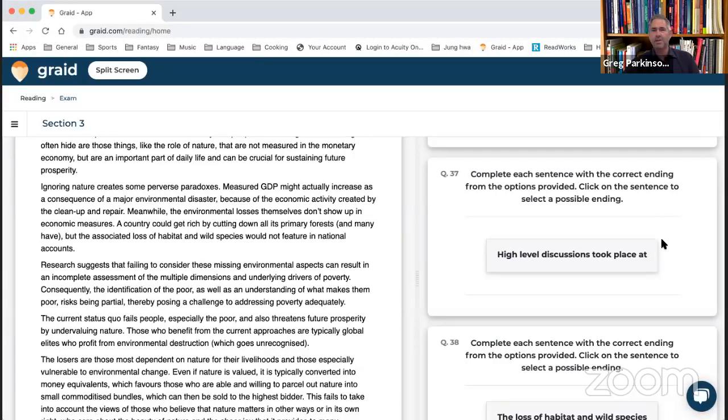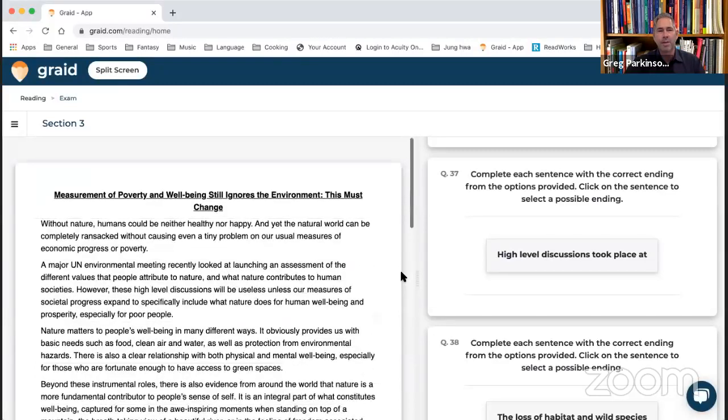So high-level discussions took place at... now, high-level discussions. Now this is where, as I've progressed through this reading, I'm more familiar with it. And I do remember there was a mention of the UN right at the top of the reading, right? So I do have a reasonably good memory. So this is where I'm actually breaking my method, but I'm thinking this is more of a hunch, right?